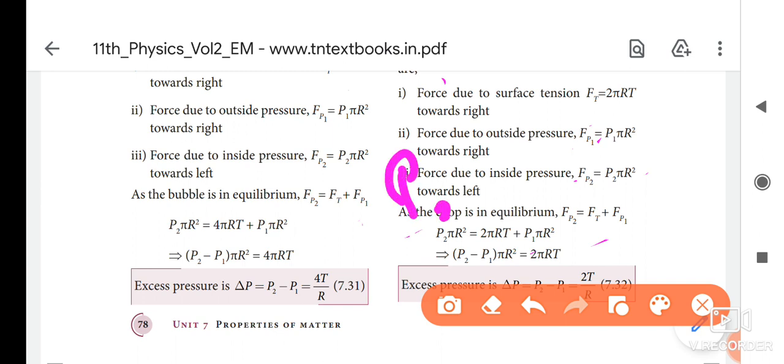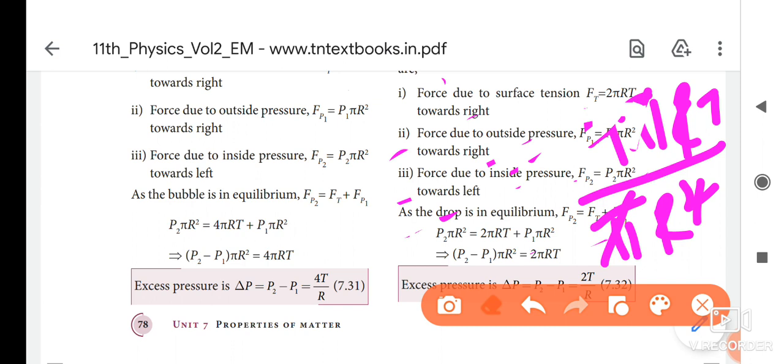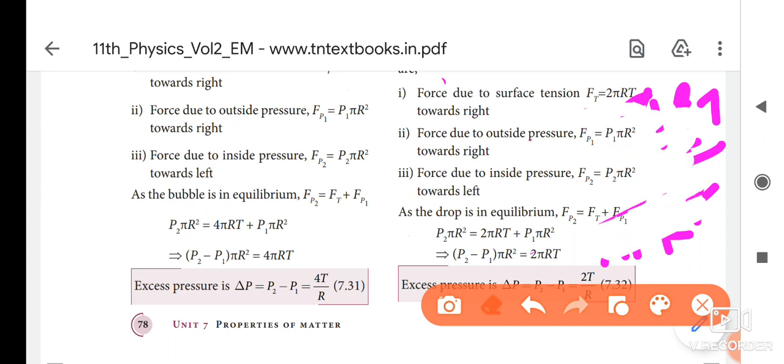Here we want only the P2 minus P1 value, so P2 minus P1 is equal to 4 pi rT upon pi r squared. Here pi cancels and one r will be cancelled. Finally we get the value 4T upon R. This is the excess pressure delta P, which is equal to P2 minus P1, which is equal to 4T upon R. Have you all understood? So this is the excess pressure inside the soap bubble.